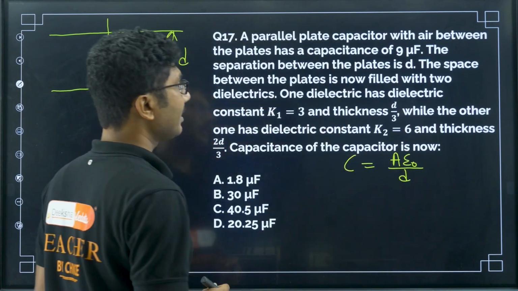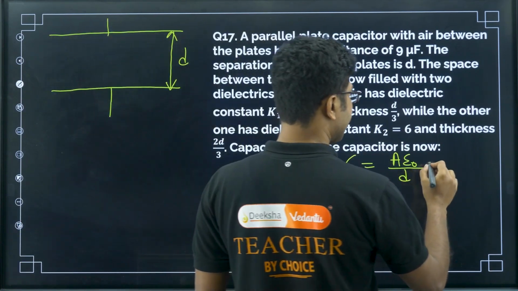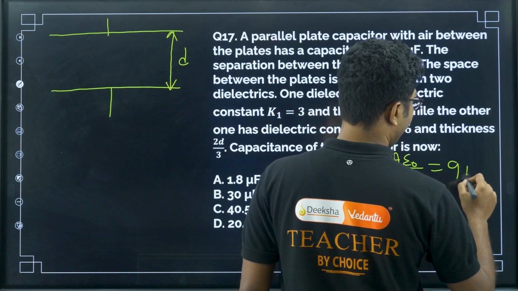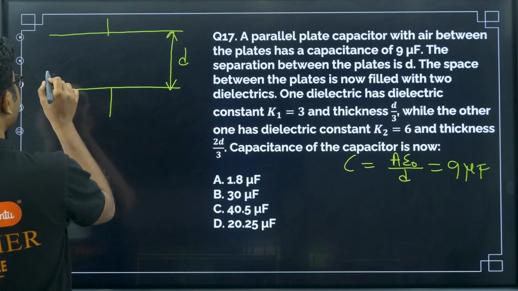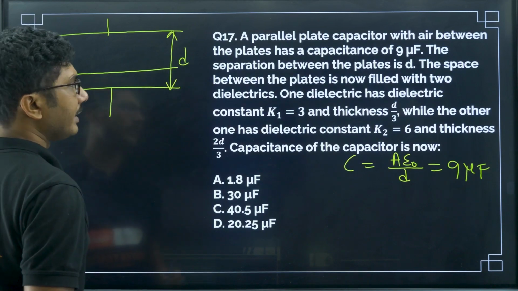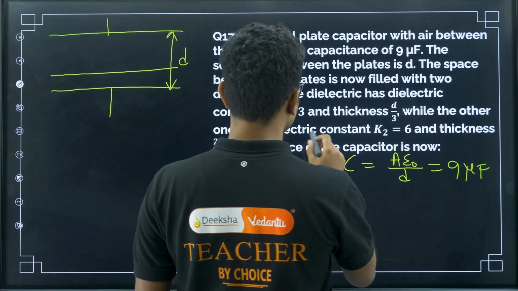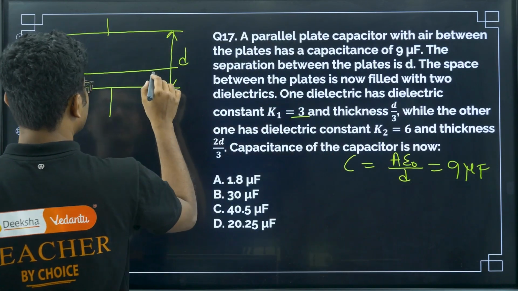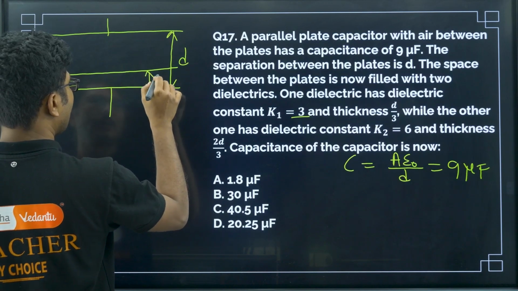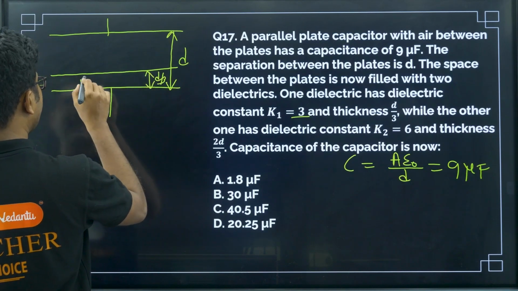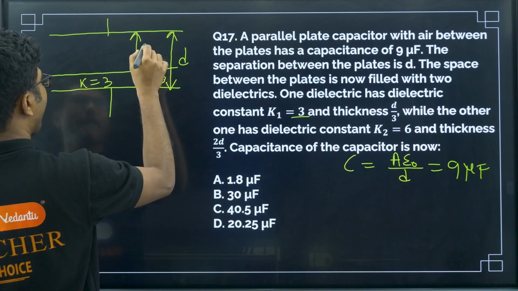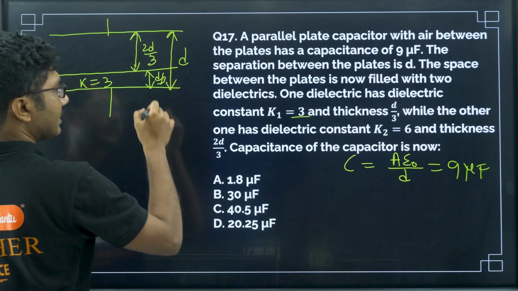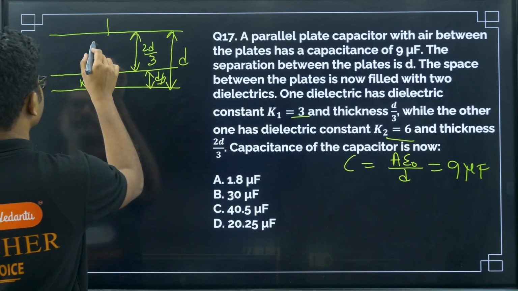It was filled with air, right? And that value is given 9 microfarad. Now, D by 3 is filled with K is 3. So, suppose this is D by 3. Here K is 3 and this is 2D by 3 and this is K is equal to 6.